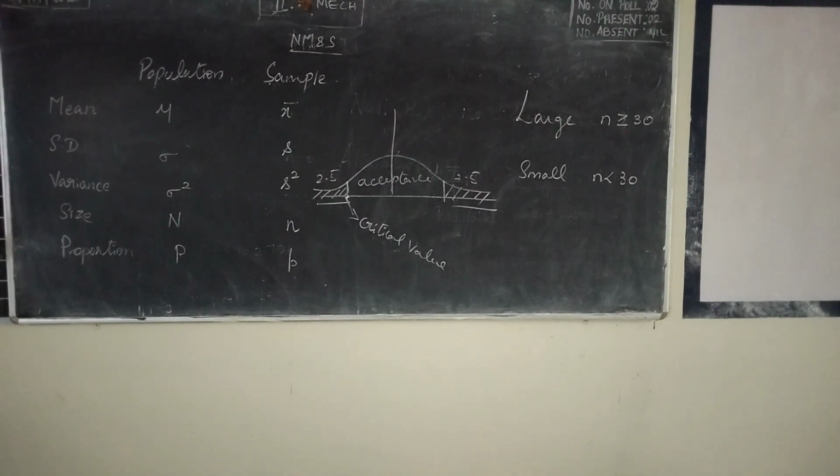Next one. The probability that the value of the statistic lies in the critical region is called the level of significance, and is denoted by alpha.